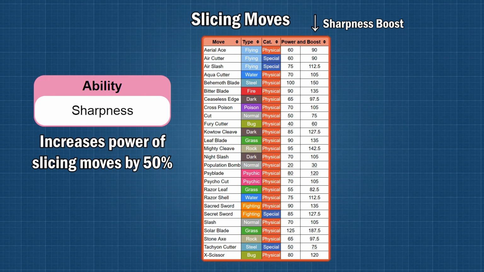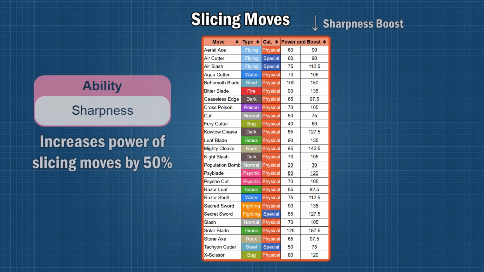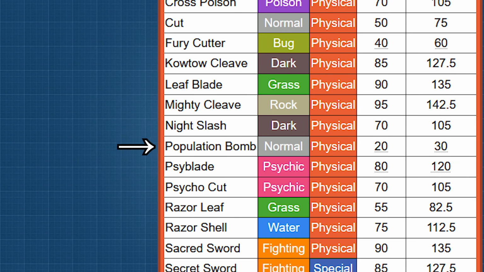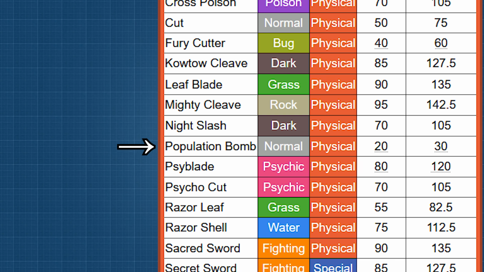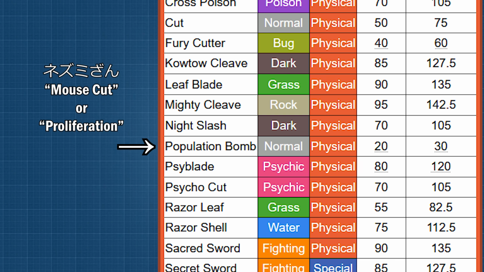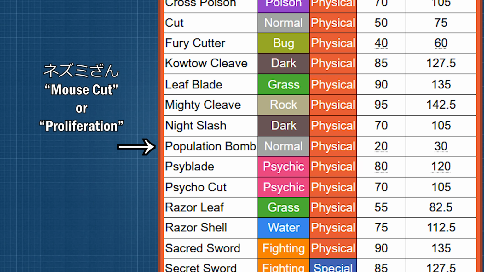A lot of these moves make sense, but there's one in particular that I want to point out, Population Bomb. This again goes back to the Japanese version of the move, which mostly translates to mouse cut, which would make sense for it to be boosted by Sharpness.